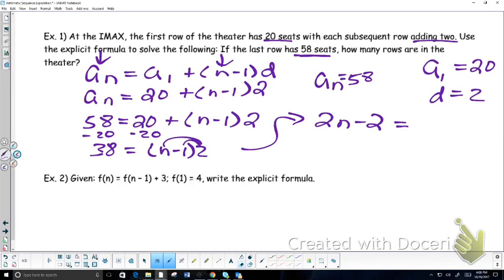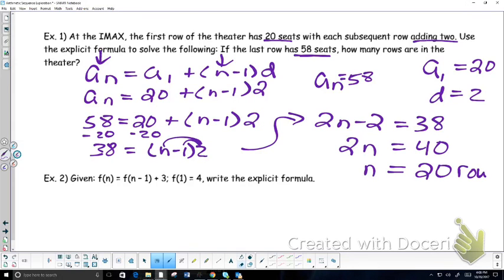Okay, so then I got 38. Now I would add 2 to both sides, giving me 2n equals 40. Divide by 2, and we got n equals 20. So I'm going to have 20 rows in the IMAX.